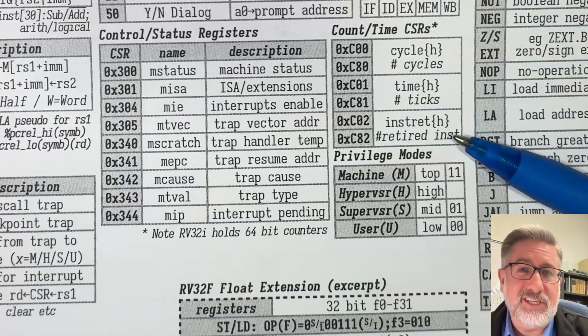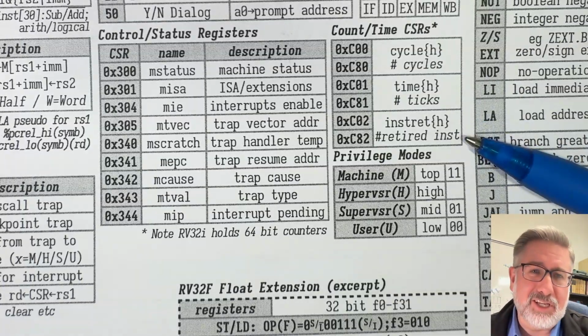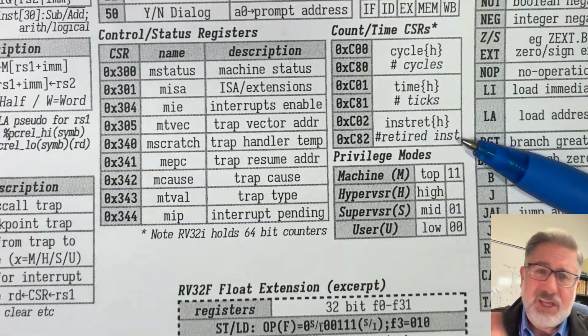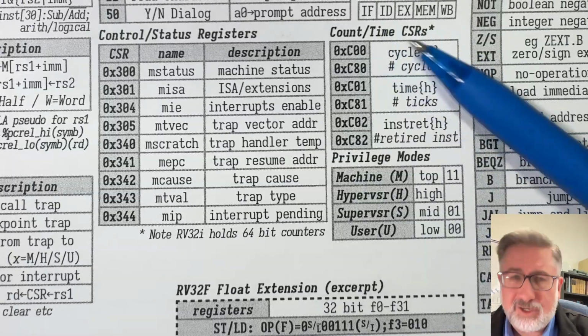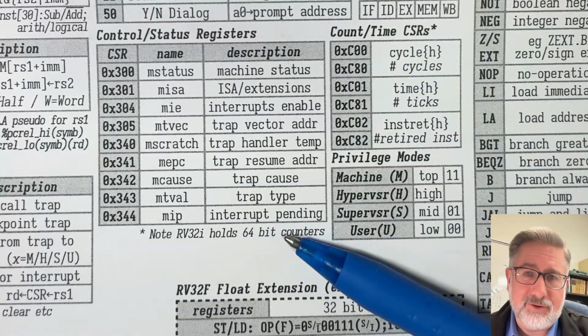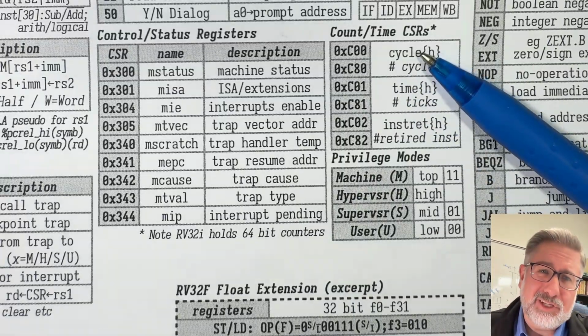And then this is the number of instructions that have been retired since turn on. That can be an indication of what you've got done, how many instructions have been retired or completed. These are all 64-bit counters, even though we're only implementing RISC-V 32, because a 32-bit counter you can't do much with.